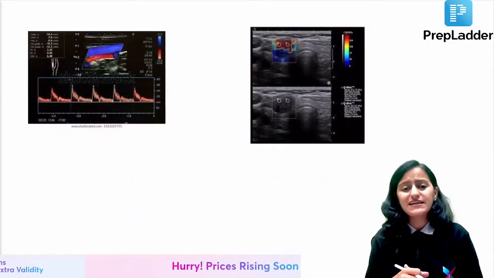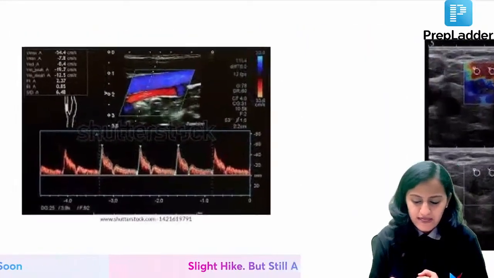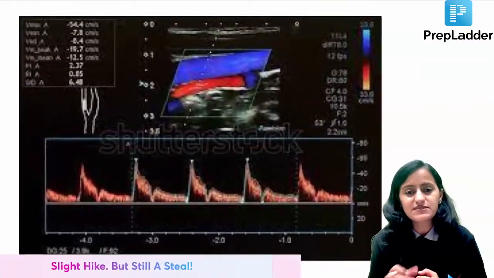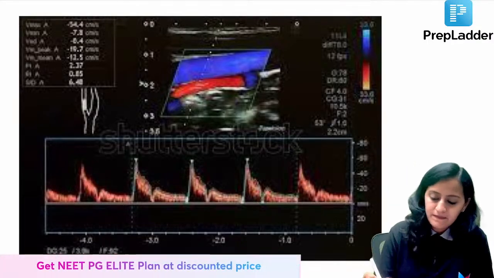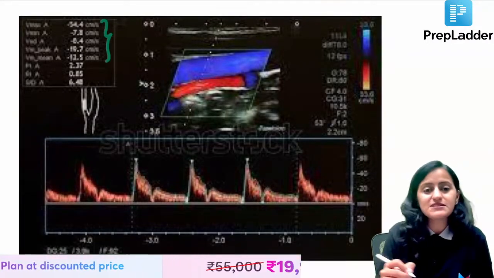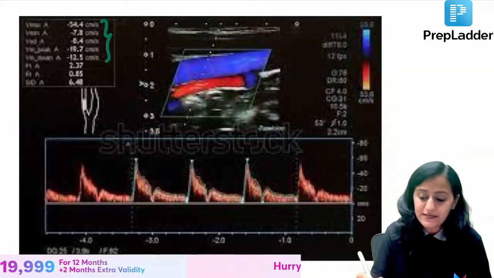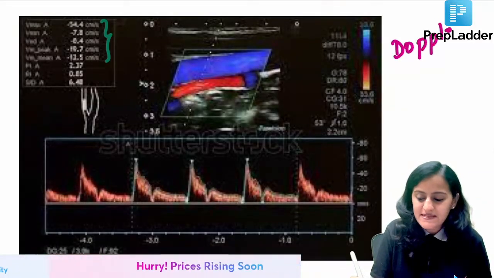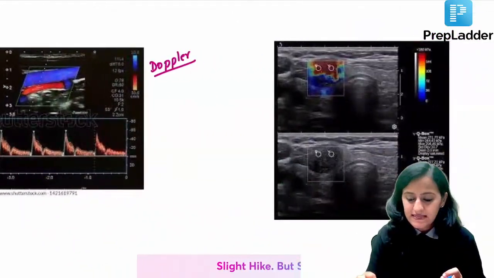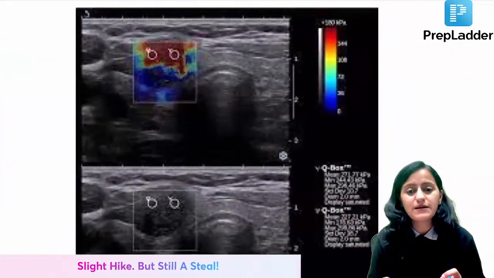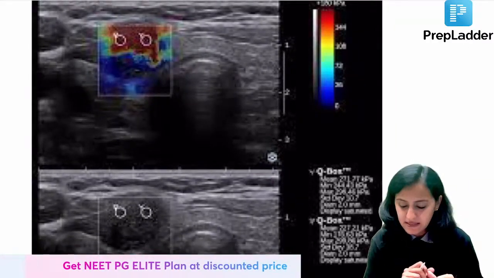Going to the next one. Look at this image here. What is this investigation here, guys? You can see centimeters per second velocity written, blood flow वाली ये Doppler है. Okay, this investigation here is Doppler that you are seeing here. Is this a Doppler image that you are seeing here?